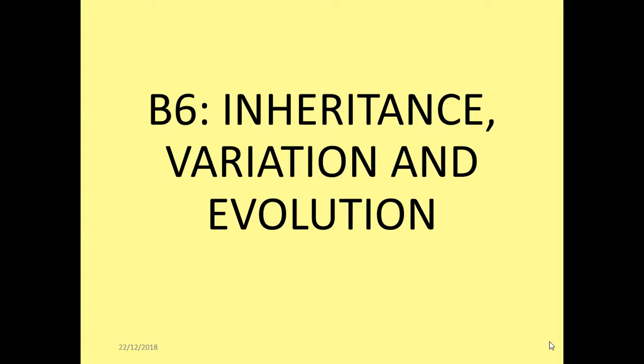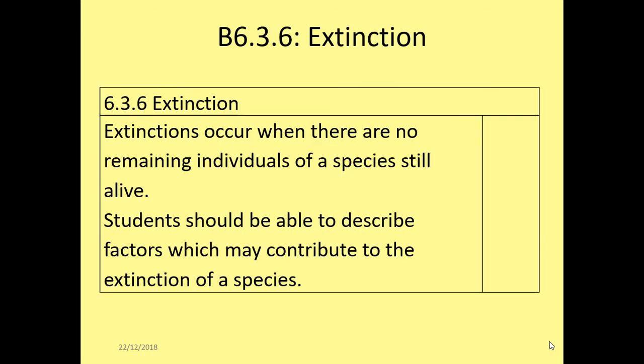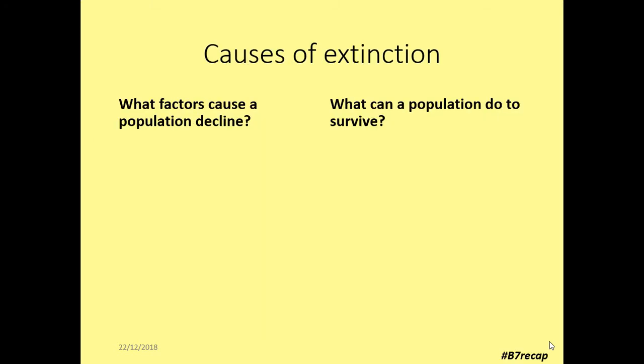This is a B6 video looking at inheritance, variation and evolution, and we're going to be talking about extinction. Now this also comes up in B7 ecology. So there's lots of factors that can cause a population to decline, and this is quite a good 6-mark question. Okay, so you can list off the different factors and then talk in more detail about each one and how it could affect a population.